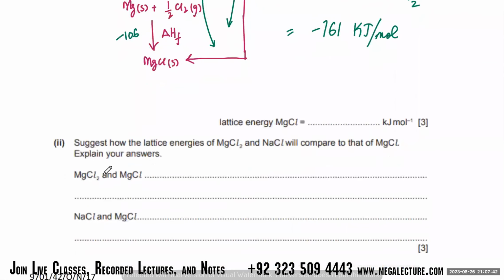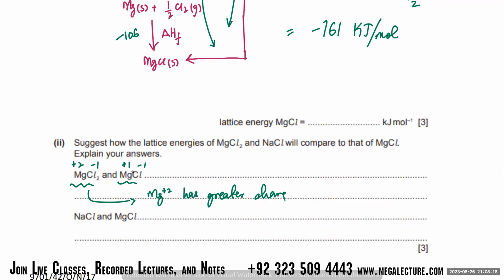Which of these two will be larger, MgCl2 or MgCl? Which one has the more exothermic lattice energy and why? Humayed, who's the stronger lattice? The stronger lattice will be MgCl2 because Mg has +2. I think it's got the greater charge. Who's got the smaller radius, by the way? Is it also MgCl2, sir?